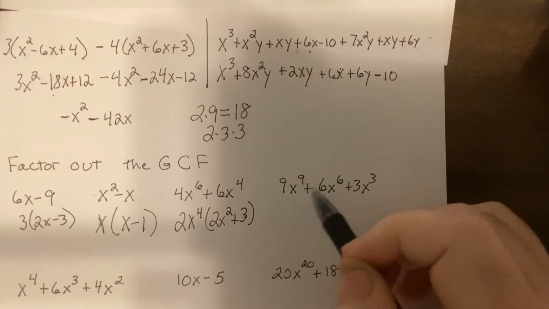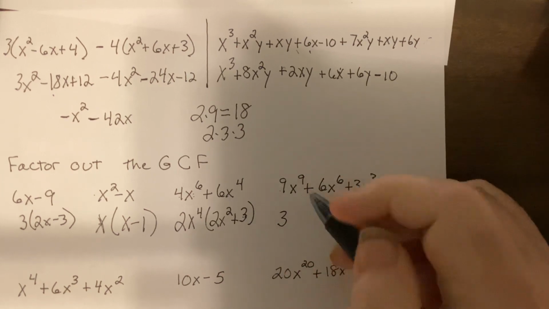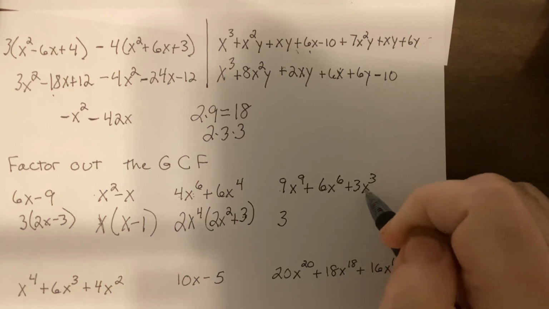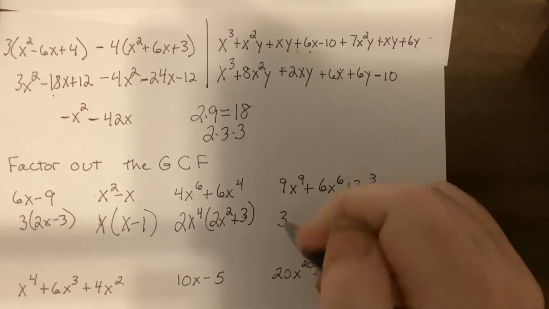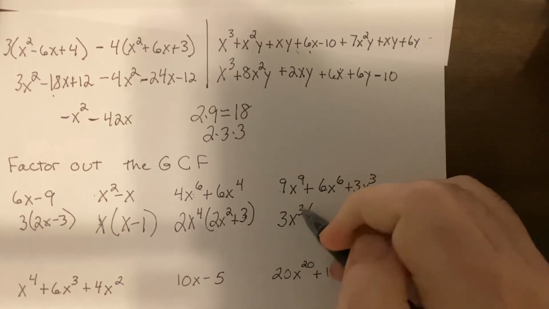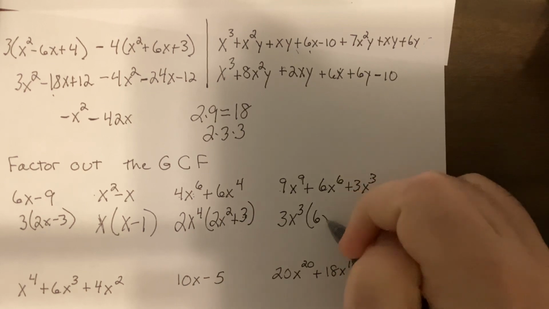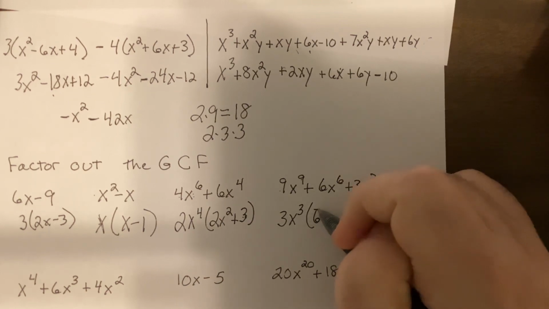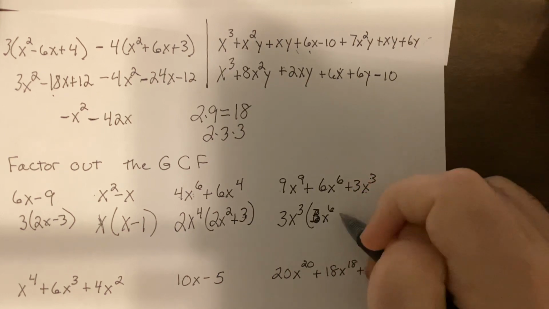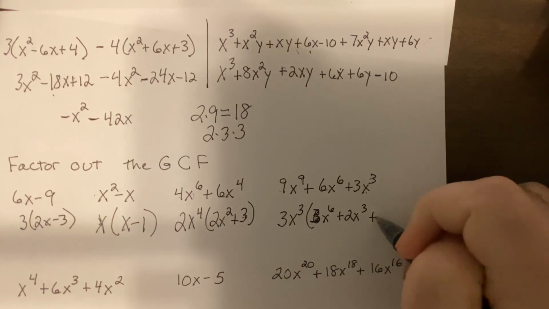So here, 9, 6, and 3. What goes in all three? 3. We have x to the 9th, x to the 6th, x cubed. What's the smallest power that x occurs? X cubed. So 3x cubed times what is 9x to the 9th? And that'd be 6x, nope, it's 3. Sorry, I made a mistake. 3x to the 6th plus 2x cubed plus 1.